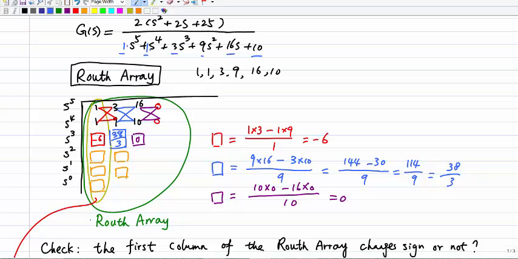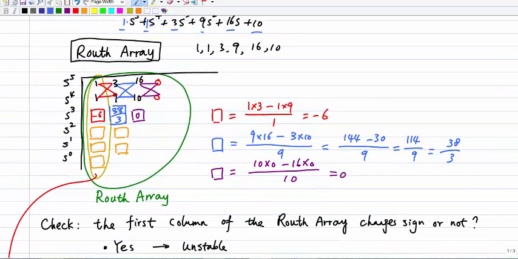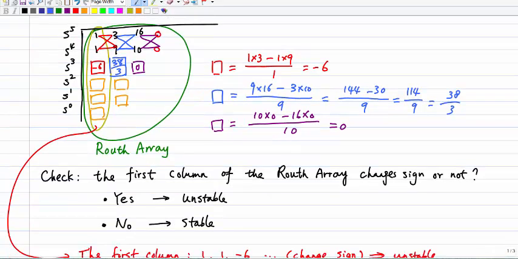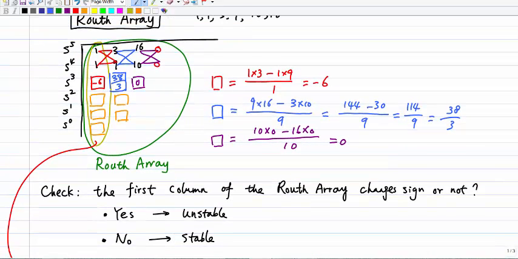Of course, we can compute all the numbers for the next row, and so forth. Then we check the first... This is the entire set of numbers we computed over here, that are written using the green color. That's called a Routh array. And we don't have to check the entire Routh array. What we need to check is whether the first column of the Routh array changes sign or not. If it changes sign, not stable. If it doesn't change sign, it's stable.